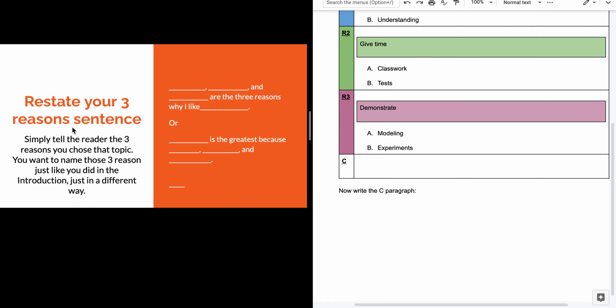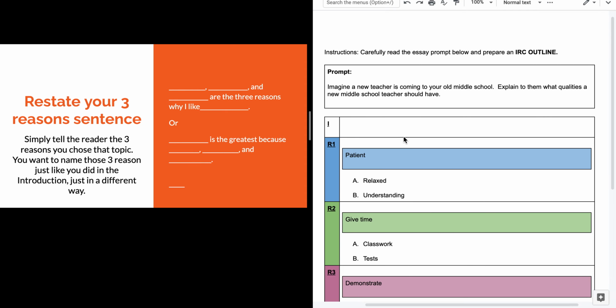So, let's work on our first main sentence. Restate your 3 reasons sentence. You're simply going to tell the reader the 3 reasons you chose that topic. You want to name those 3 reasons just like you did in the introduction, just in a different way. So let's look over here at my outline.